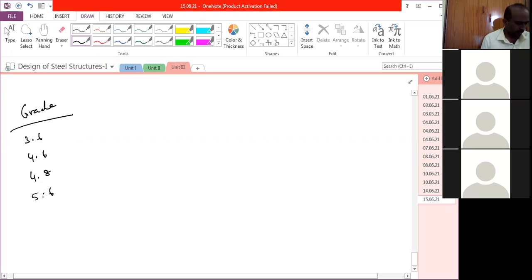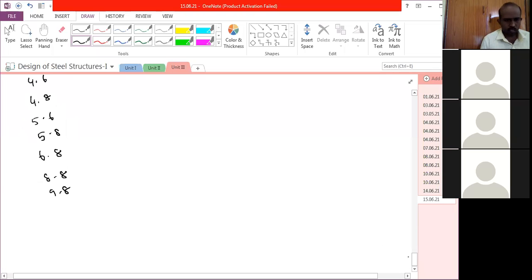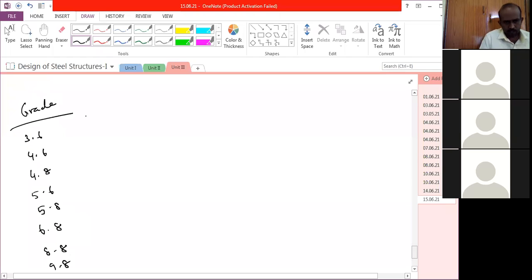5.6 and 5.8, 6.8 and 8.8, 9.8, 10.9 and 12.9. Okay, different grades of bolt are available. So for that the fub value is also different, the ultimate tensile strength of the bolt. So I don't want to write all things.